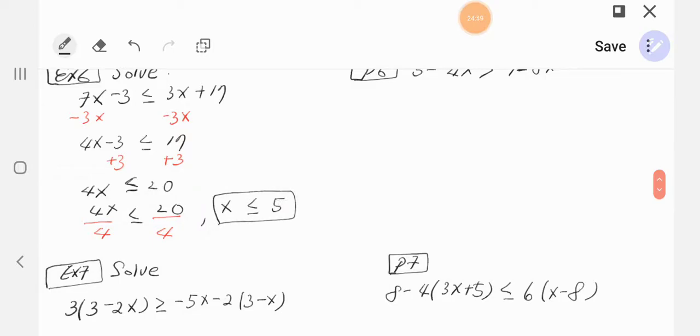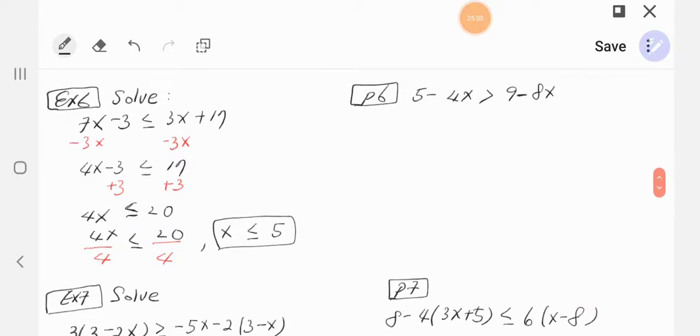Okay, we don't need to change the symbol because we are just dividing a positive number. So a positive number is still okay. All right, let's do the same thing.